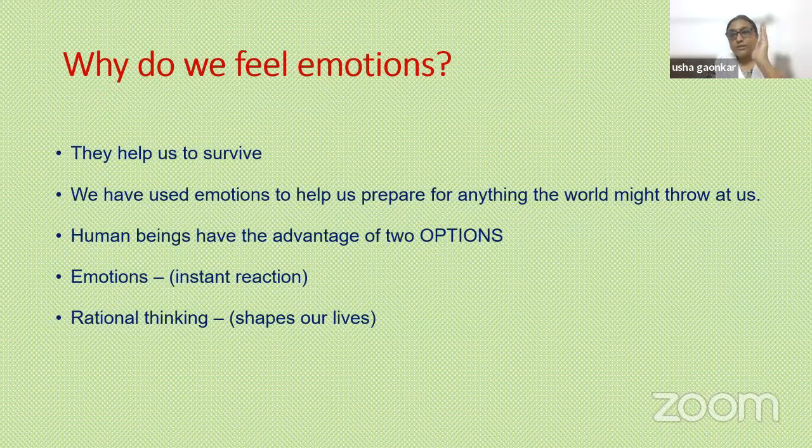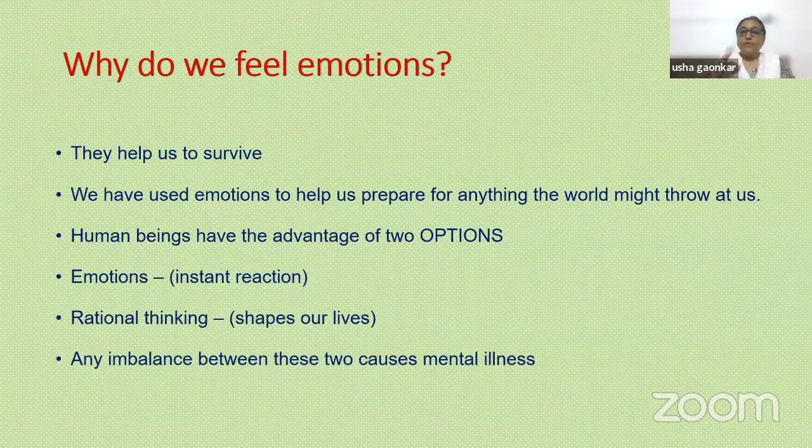Okay, emotions can be the steering wheel, but rational thinking is the indicator that tells you to go left or go right. So that is actually making you stop and think. Or you can also consider rational thinking as the traffic signal. It is a signal which guides you whether you're supposed to stop, slow down, or move on in life. Any imbalance between these two causes mental illness. So if there is any imbalance between emotions and rational thinking, there could be an imbalance in the mental health.